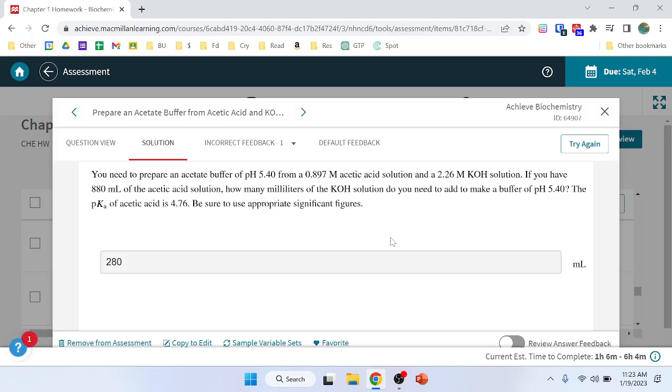So let's look at what we have, just basic problem solving, right? What do we have? What do we need? How do we get there, right? It's always the basis of all problem solving.